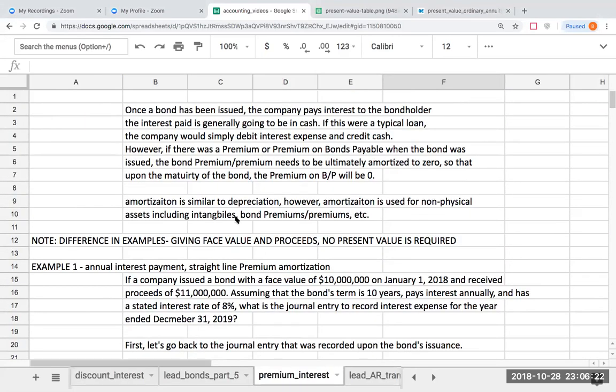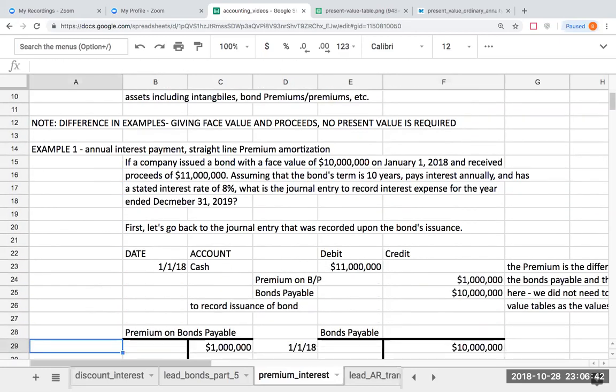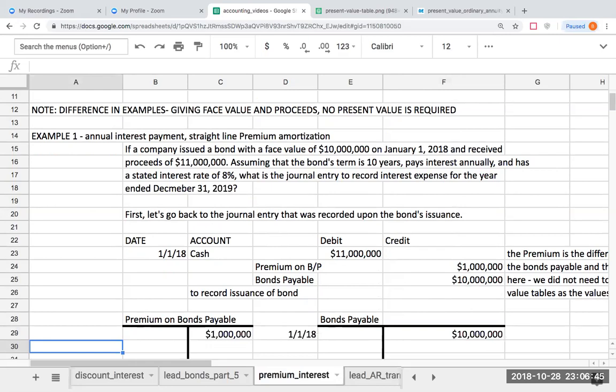So once a bond has been issued, take a look at the discount video and I'll skip this front part. We'll go right into the heart of it. What I need to do is amortize this premium essentially down to zero, because when the bond matures, the amount showing up on my balance sheet as the liability should be the face value of the bonds. So here's our first example.